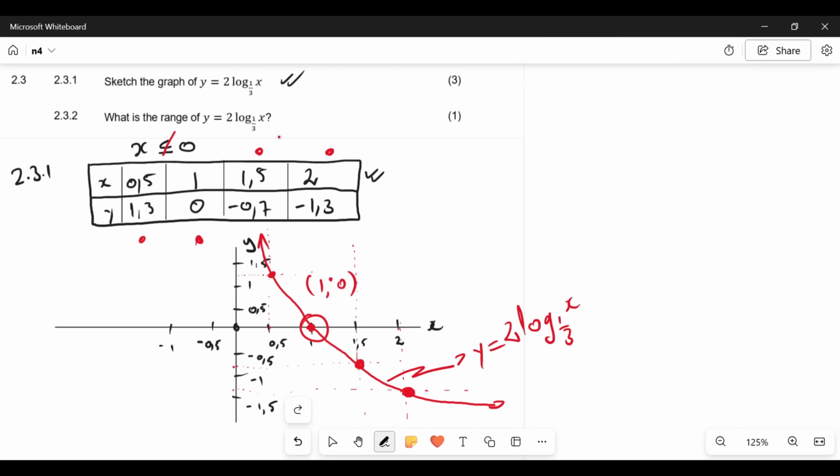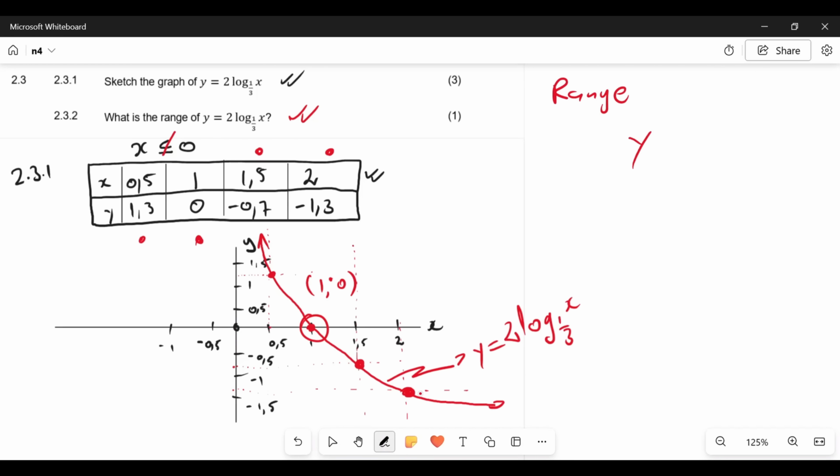All right, guys, let's look at question 2.3.2. Now the question goes like this. What is the range of y equals 2 log x base 1 over 3? All right, guys, when they're asking for range, they're asking for the values of y at which our graph starts and where it ends. If you look here on the y-axis, guys, we can see that it does not have the ending or the beginning of this graph.